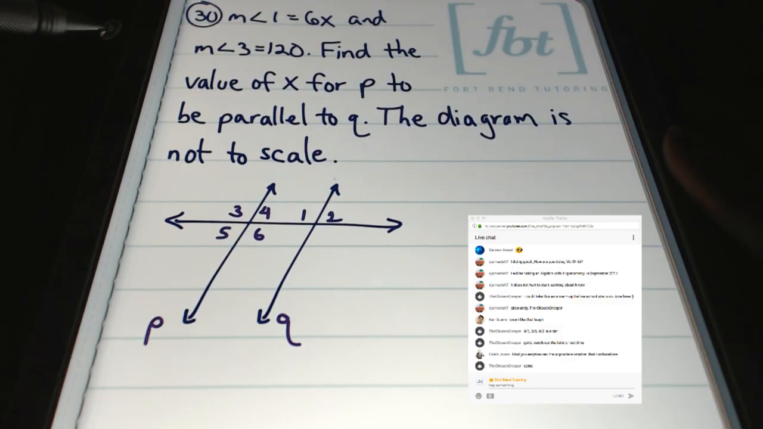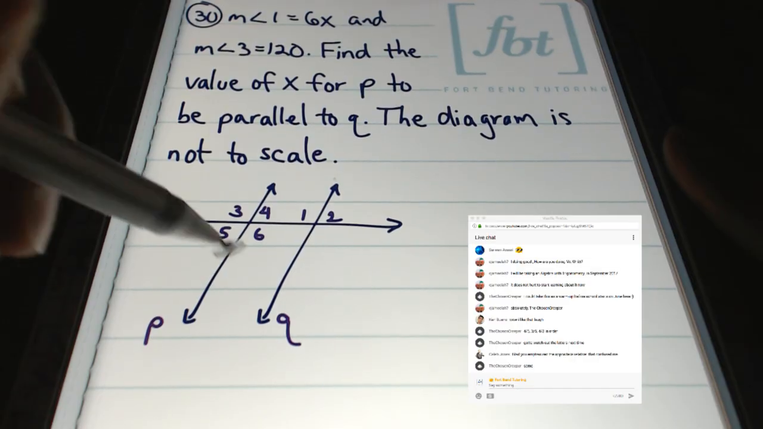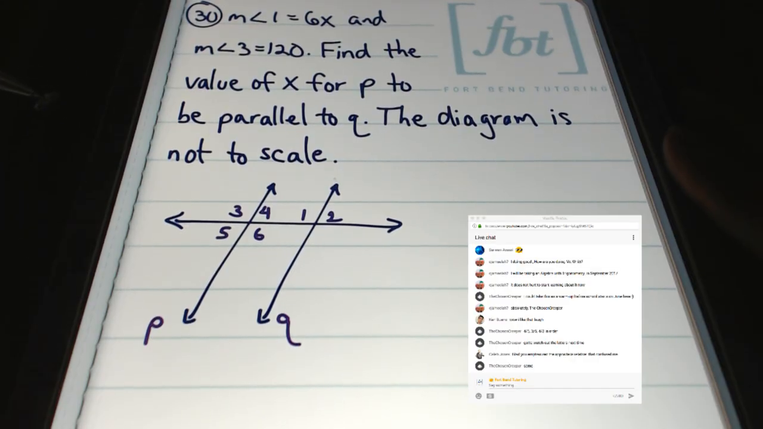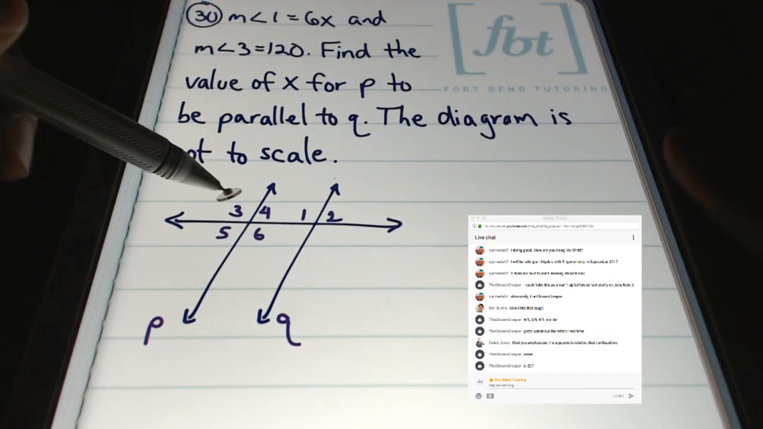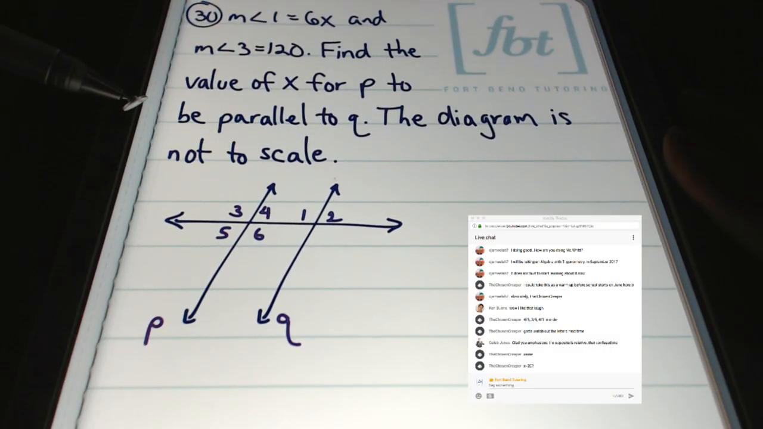But looking at problem number 30, guys, they want us to find the value of x for which P and Q must be parallel. Since we're dealing with a transversal, we know that the converse we'll be looking at is that corresponding angles are congruent to one another, same side angles are supplementary, and alternate interior angles are congruent, only when your lines are parallel.